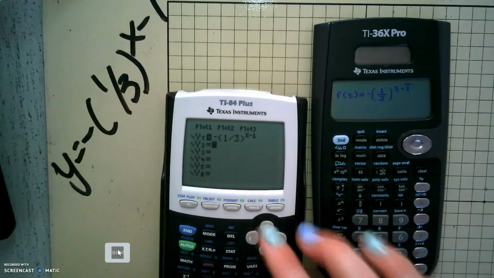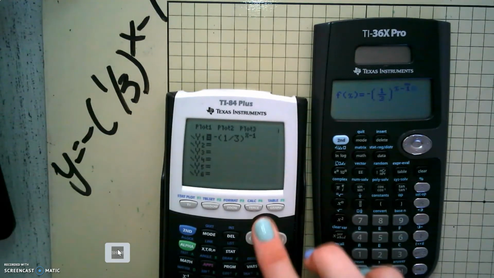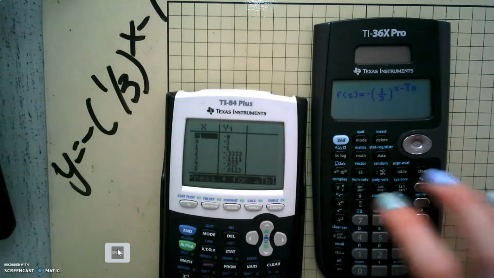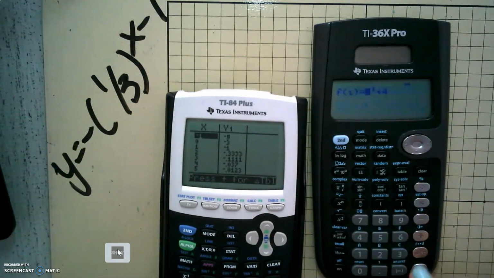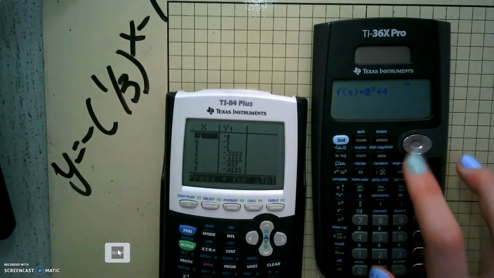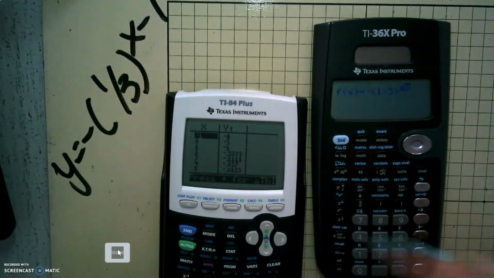Why won't this work? There we go. Table edit function. Nope, that's not what I want. Now negative 1 divided by 3. I messed it up.